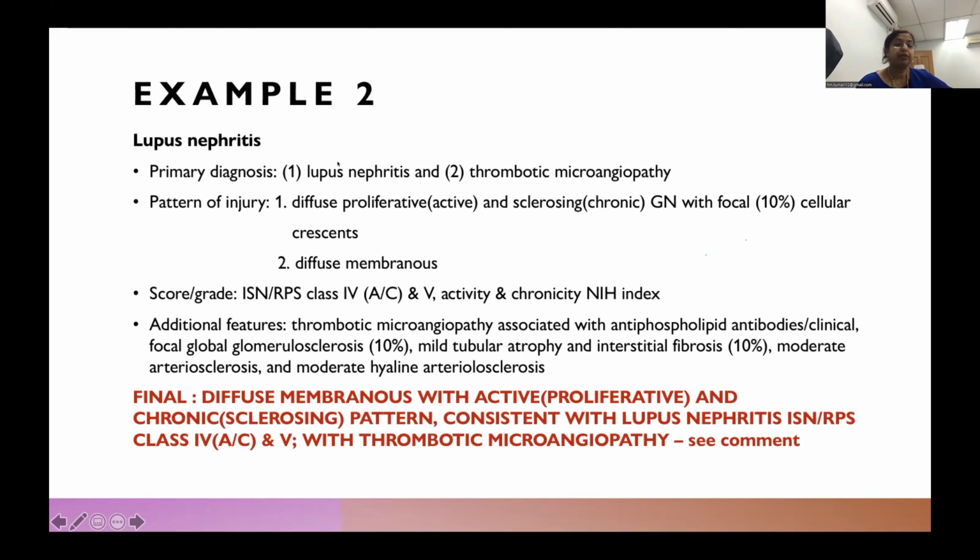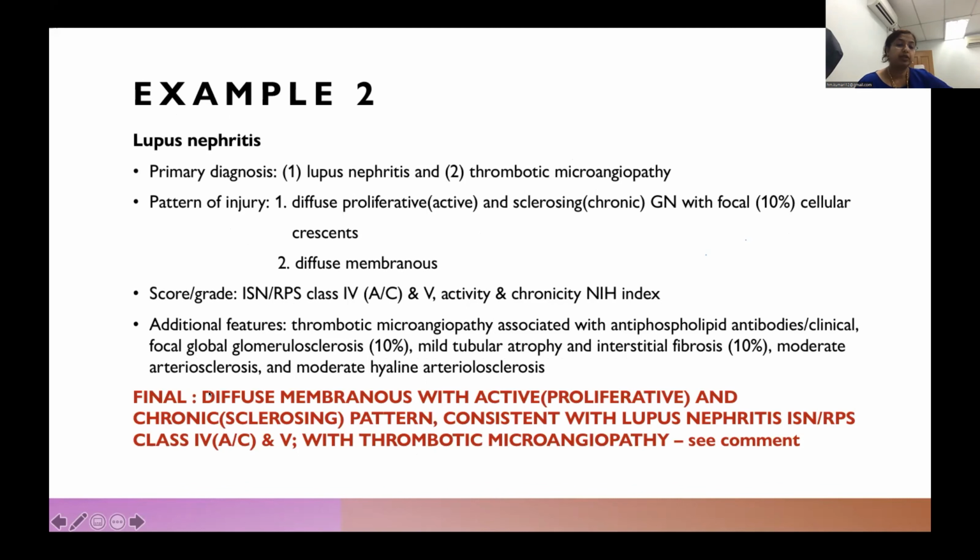If you have a primary diagnosis of lupus and maybe got TMA as well, and this is the pattern of injury: diffuse, proliferative, sclerosing, and with crescents, and then got membranous on top of it. Then you have your classification, ISN/RPS, and then all these additional findings that you find, all your IFTA and everything.